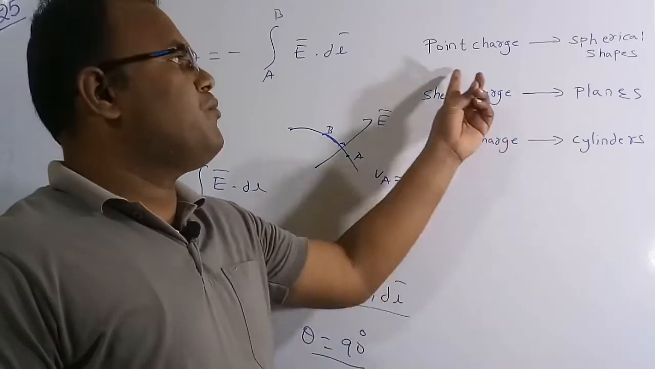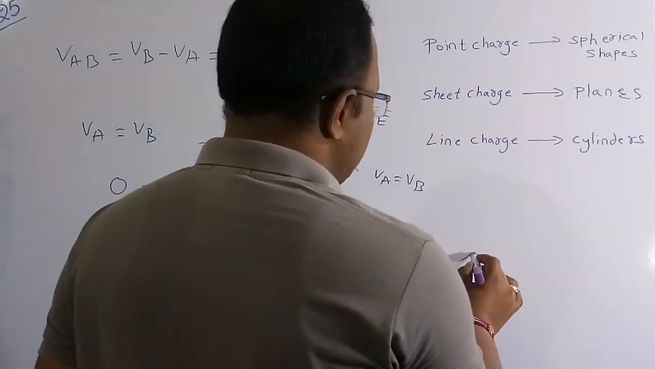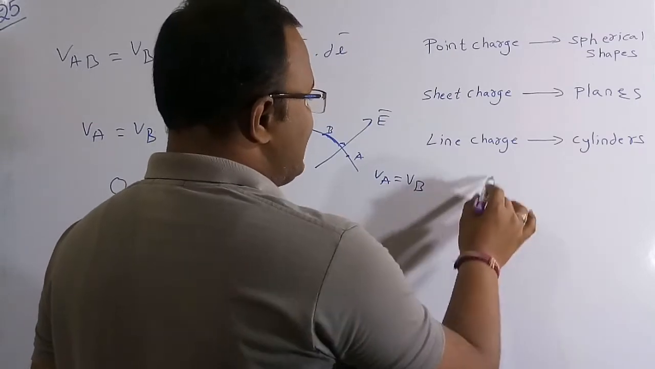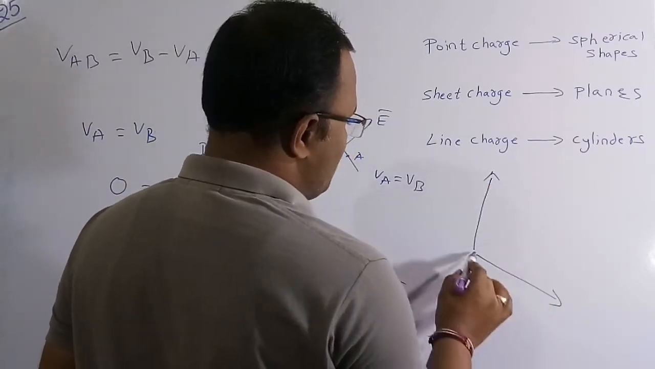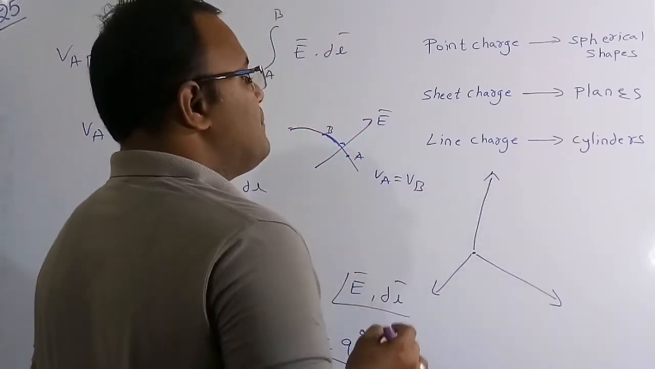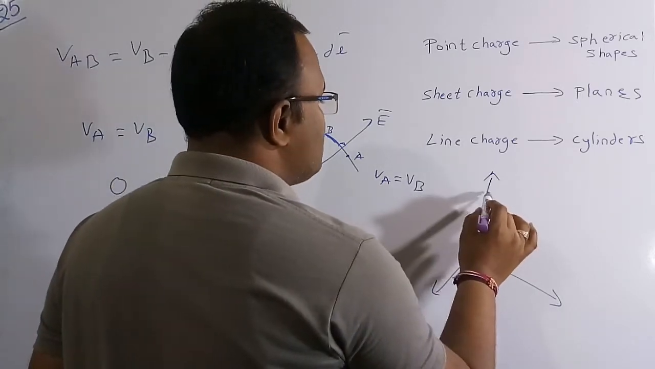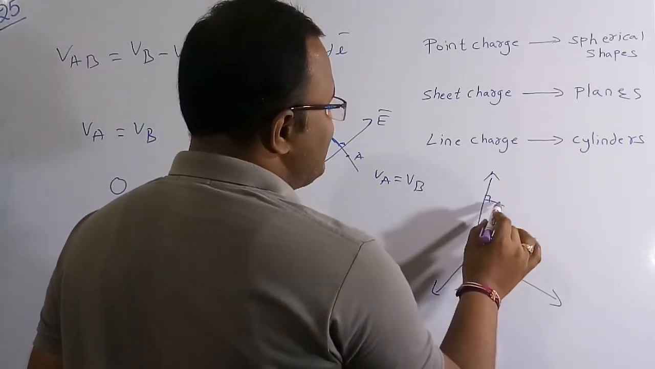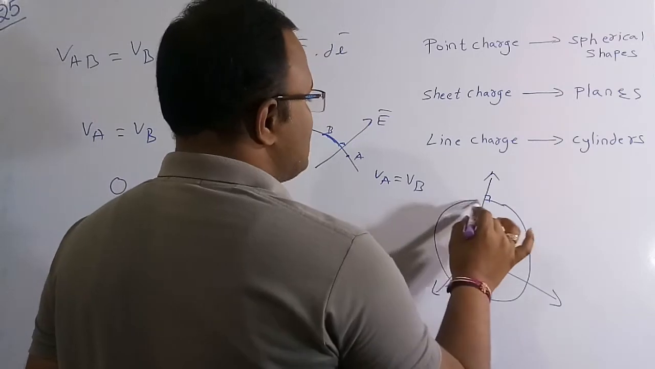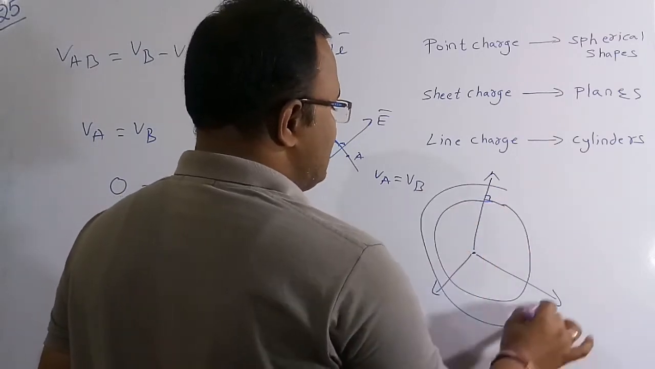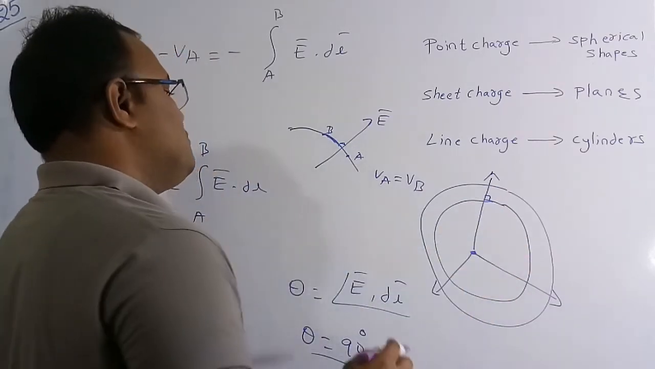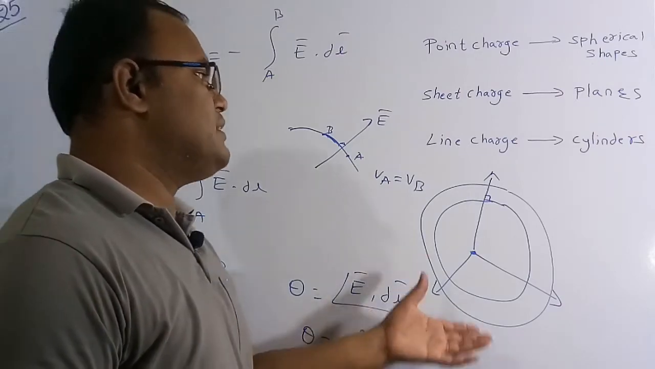So for a point charge, suppose there is a point charge, then the electric field will be radiating outward. So you have to move perpendicular to the electric field. This gives us spheres. So for a point charge, the equipotential surfaces are in the shape of spheres.